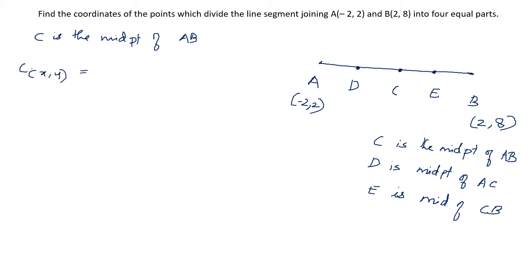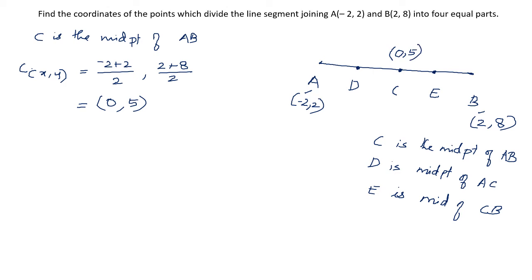C(x, y) will be equal to, how will you find? Midpoint formula, you have to just add up. What will you add? (-2 + 2)/2, comma, (2 + 8)/2. -2 plus 2 is 0, 0 by 2 is 0. And 2 plus 8 is 10, 10 by 2 is 5. So you get this point as (0, 5).